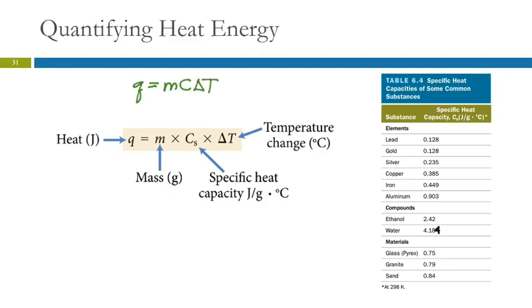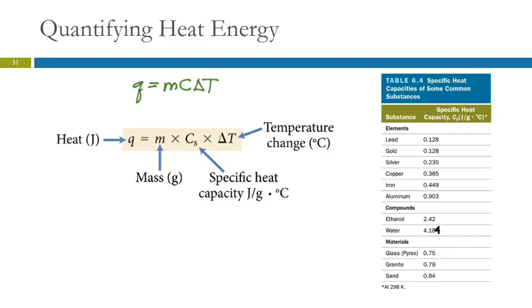4.184. I don't know why they rounded that. Specific heat capacity, these are in joules per gram degree Celsius. The specific heat capacity of pure water is 4.184 joules per gram degree Celsius. All of these other ones would be given to you.